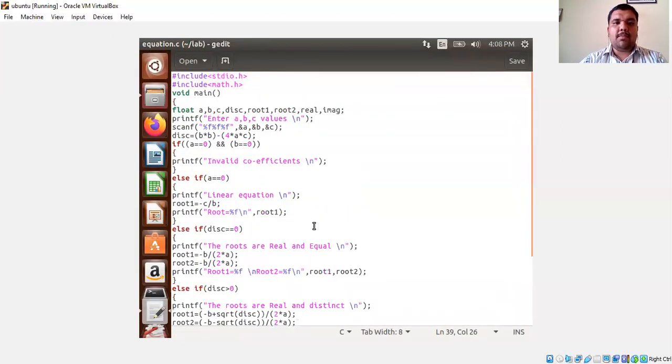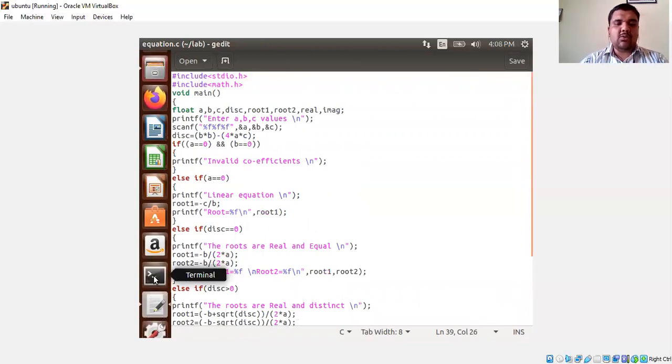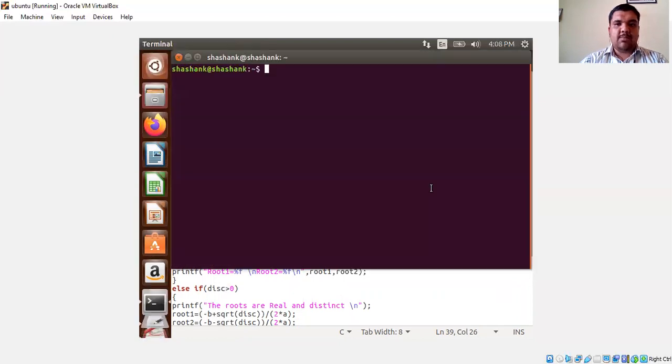Okay, so I have copy pasted this program from the manual. Now let us see how it is going to work. So open the terminal. So once again cd space the name of the directory, that is lab. So after this I will type the command cc space filename.c, that is equation.c.